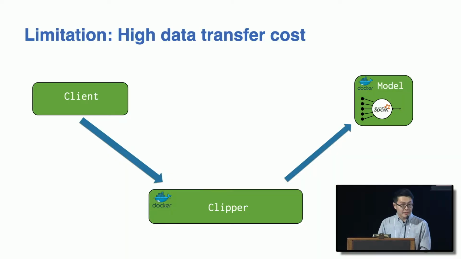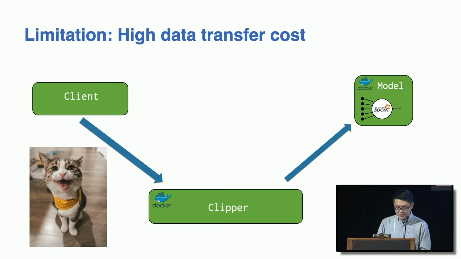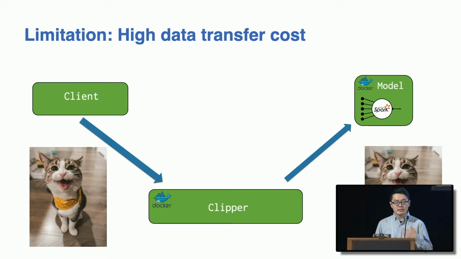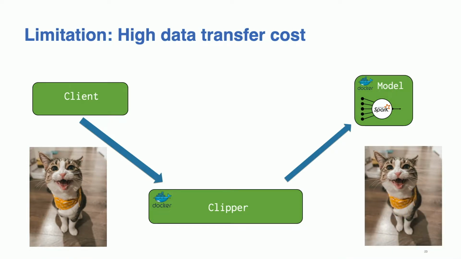Lastly, let me briefly mention one more limitation of Clipper, which is the high data transfer cost. Say the client wants to send an image for prediction, this cat image, to a model. The client will first send the image to Clipper, and then Clipper will send the same image over the network to the model. This means that even though Clipper and the model can be on a single node, we're duplicating this network request, and this incurs high data transfer costs, especially under high load.